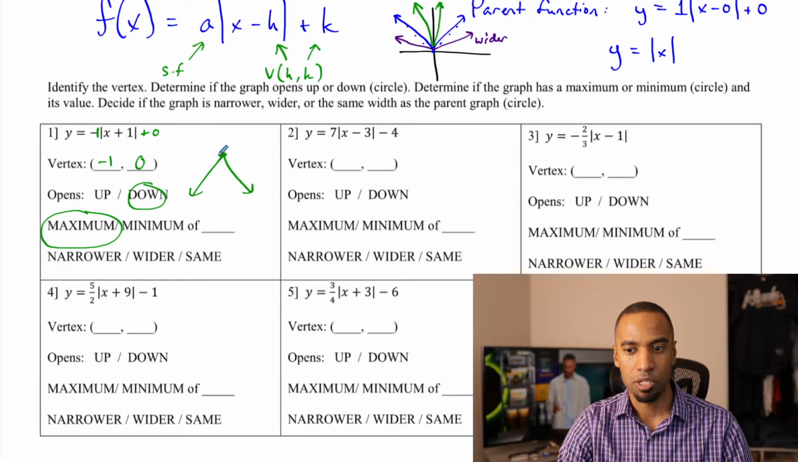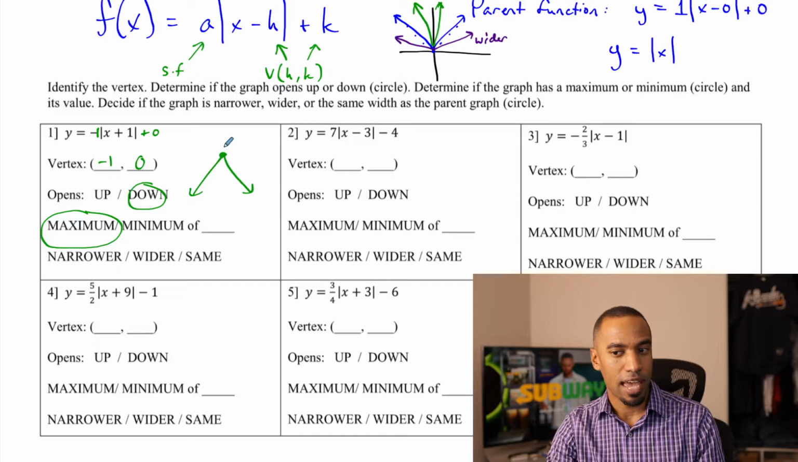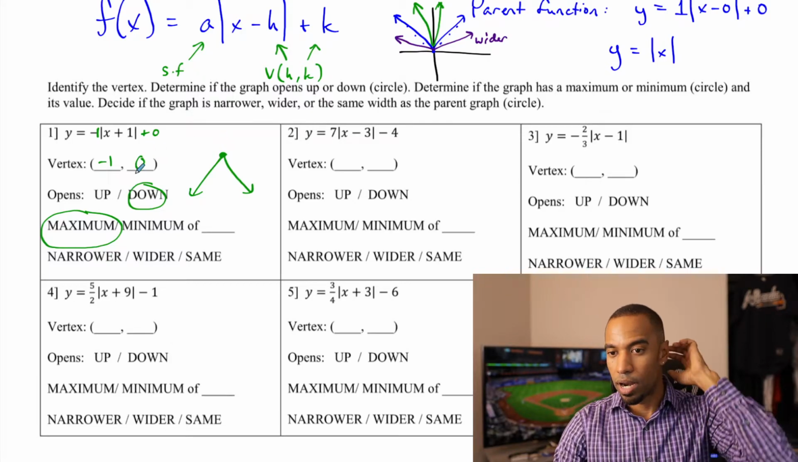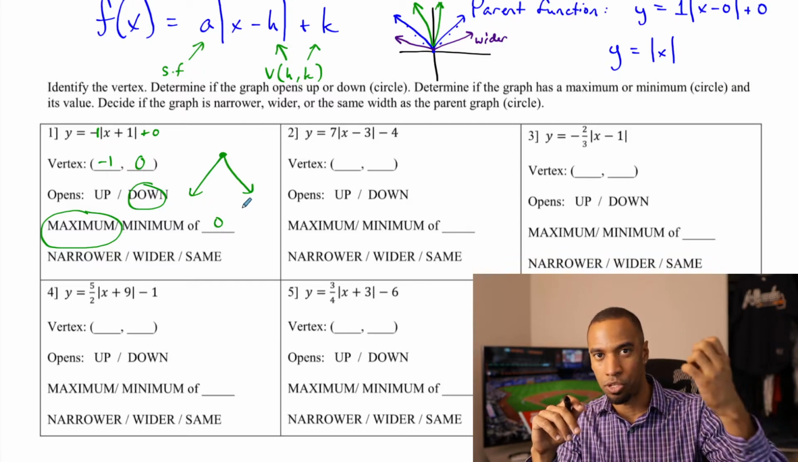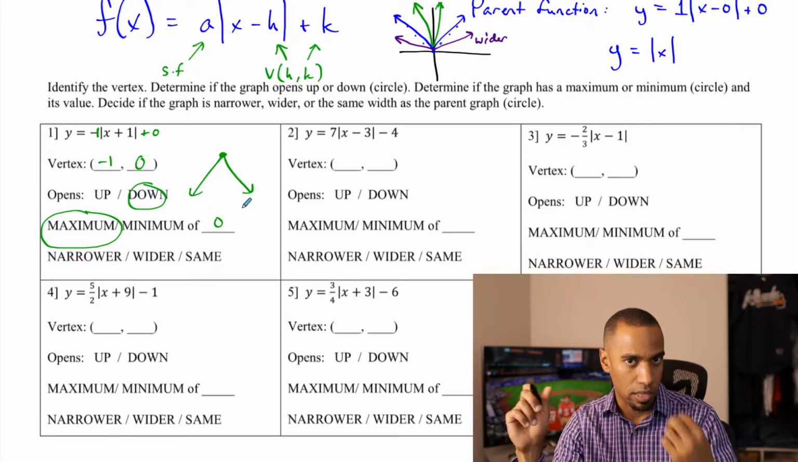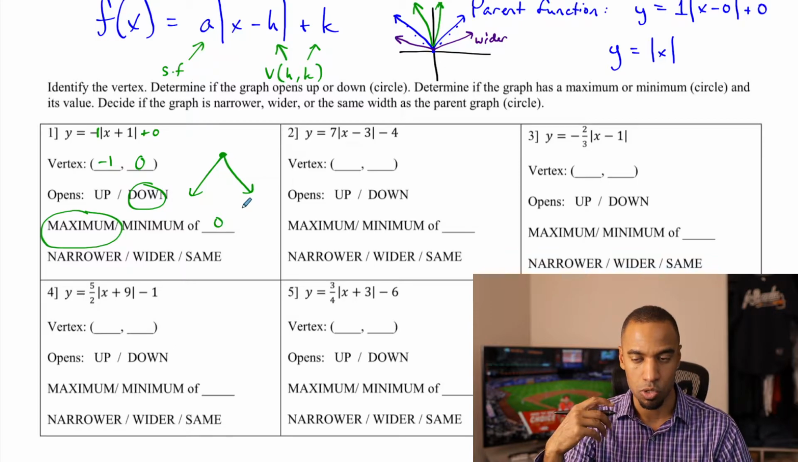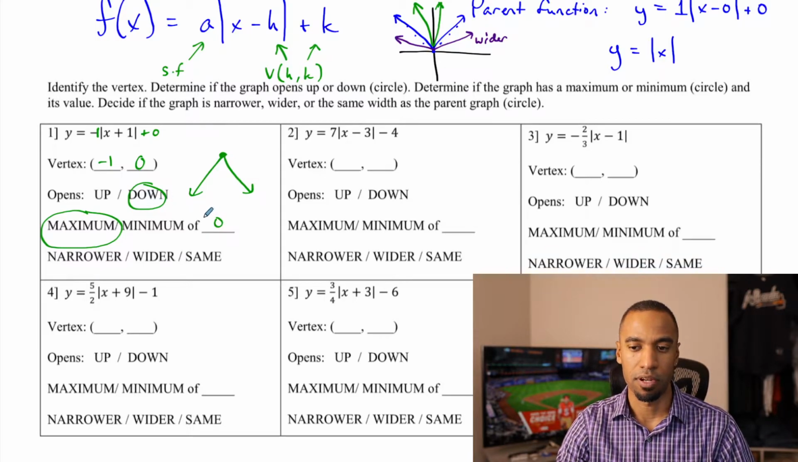So a maximum value of, and it's the vertex y value. So it has a maximum value of 0. That's the highest y value you ever see. You're not writing the coordinate pair. You're not stating the x value unless they ask when it occurs. But the maximum value there is 0.